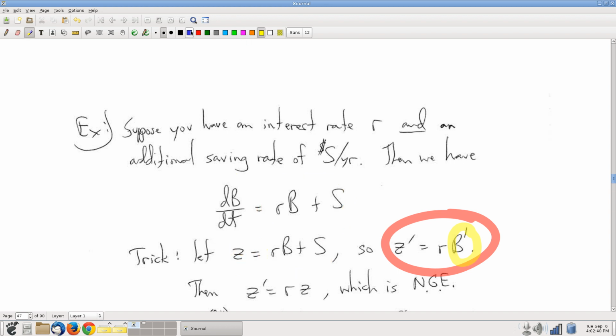So this equation becomes that. And very conveniently, this is a natural growth equation. We know how to solve natural growth equations, and you can then solve for Z directly. And once you know what Z is, then you can solve for what you're actually interested in, which is B. Okay, so it's a neat trick, something to keep in mind.